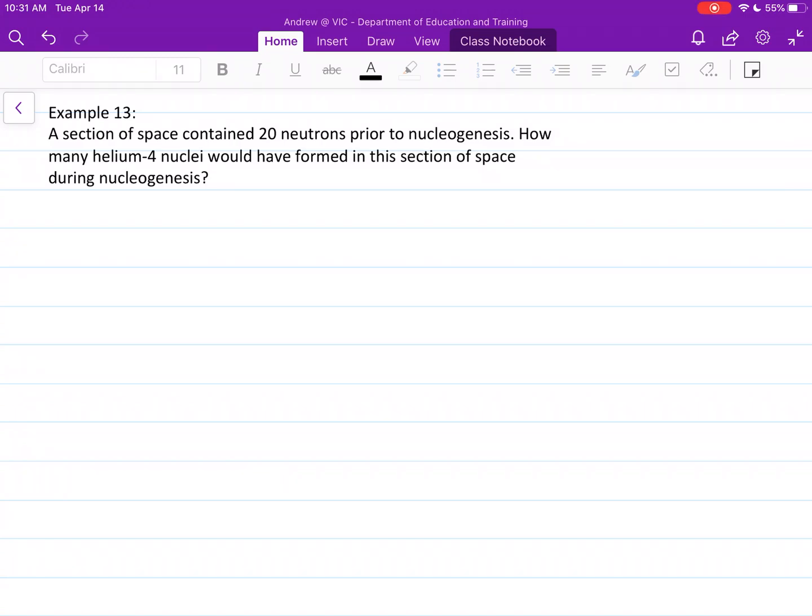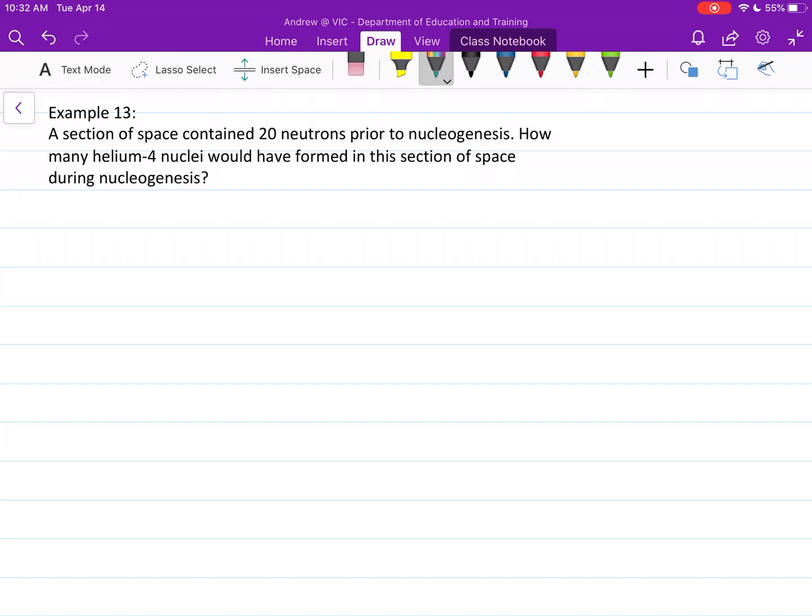G'day all. So in this question, we're going to be looking at the start of space and the makeup of our atoms. This one specifically is going to be looking at helium-4 nuclei. A section of space contained 20 neutrons prior to nucleogenesis. How many helium-4 nuclei would have been formed in this section of space during nucleogenesis? So just looking at this particular atom.